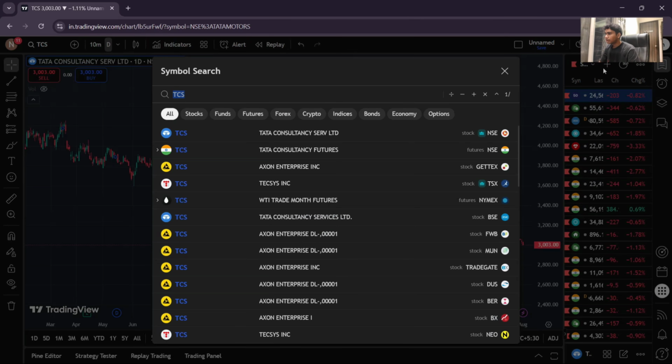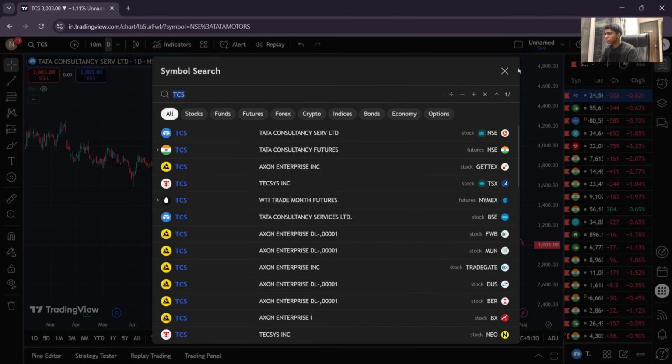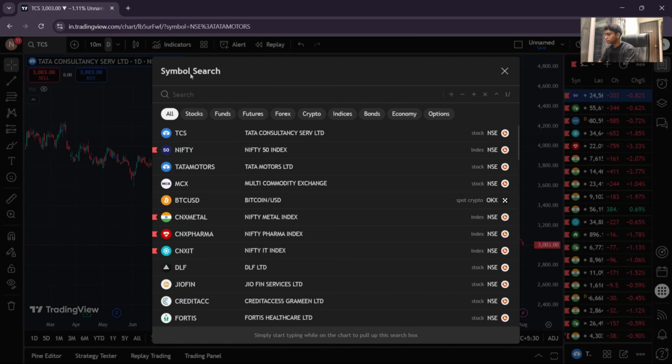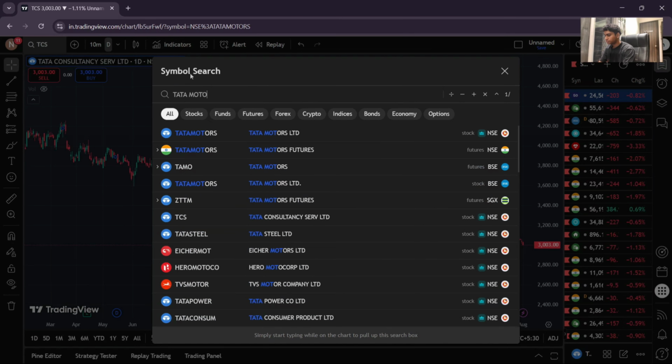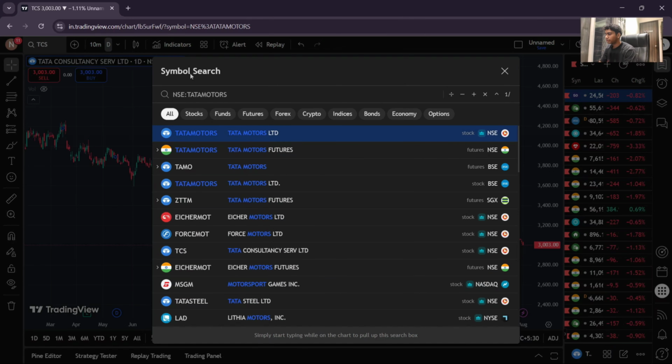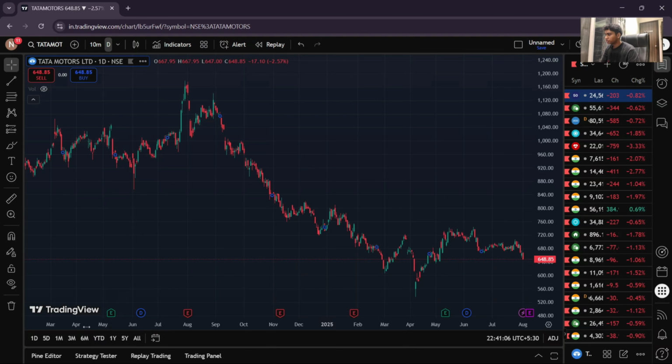Let's say I will give you another example. Over here it is search. You can click on this also and search, or you can click over here also and search. What will we search, sir? We'll search Tata Motors. Okay, here we have Tata Motors. Just click over here. Then we have the chart of Tata Motors.